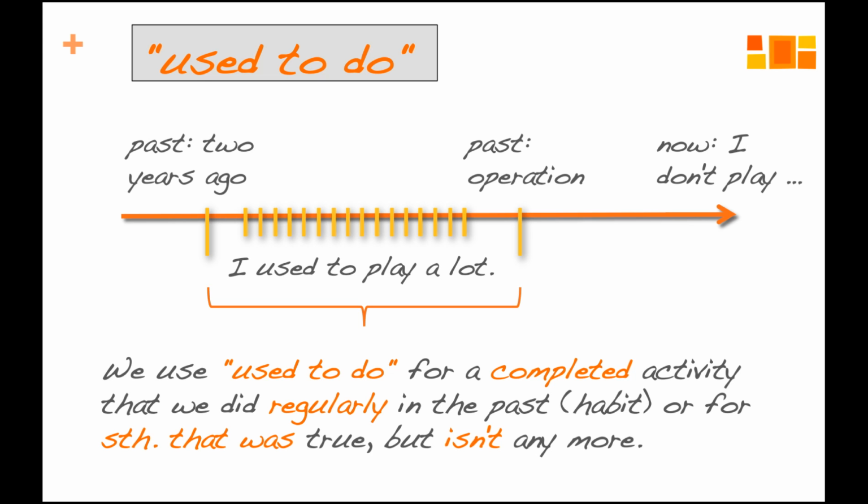And, as you can also see here in that rule, we sometimes use it for something that was true in the past, but isn't true anymore. It was true in the past that I played a lot of tennis, but it isn't anymore because I had that operation and now I don't play anymore. All right. We use used to for a completed activity in the past, something we did regularly in the past, or something that was true in the past and isn't anymore in the present tense.